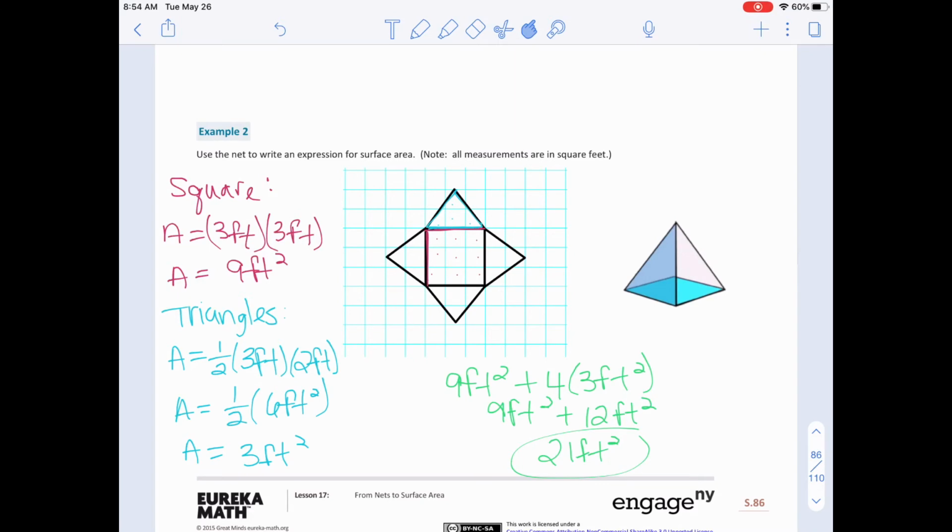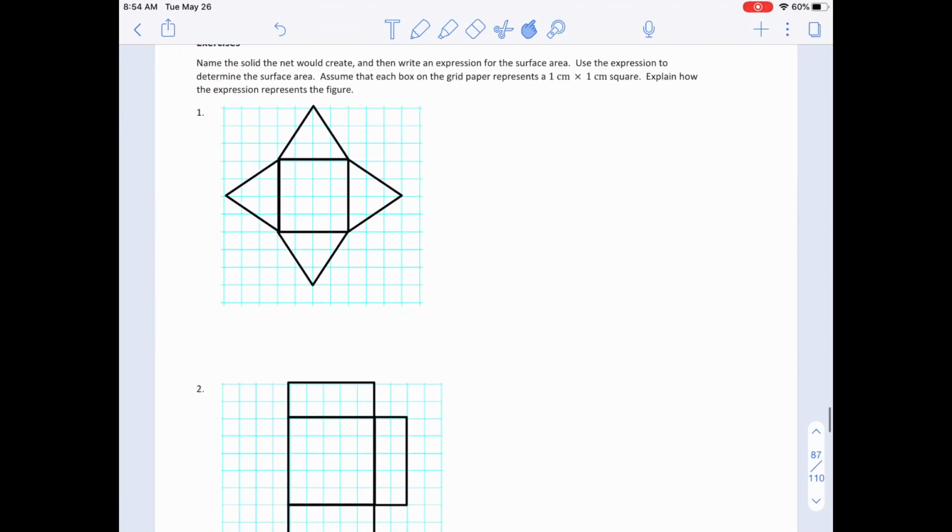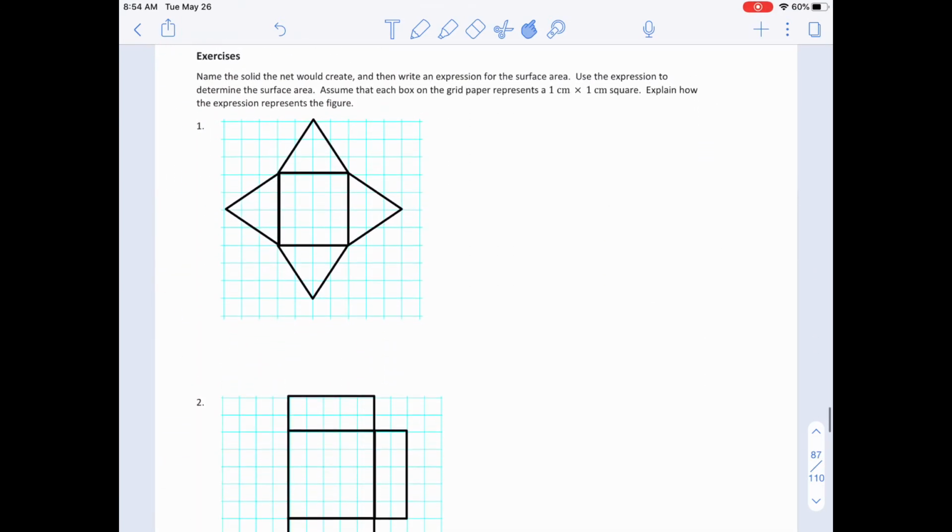What I would like you to do is try these exercises on your own. Try to find the surface area of these nets. So for numbers 1 and 2, and then try 3 and 4 on page 98 as well. Try and find those surface areas and then come back and I will go over them.